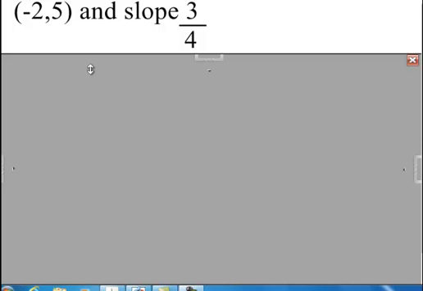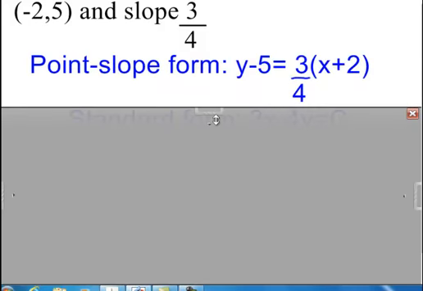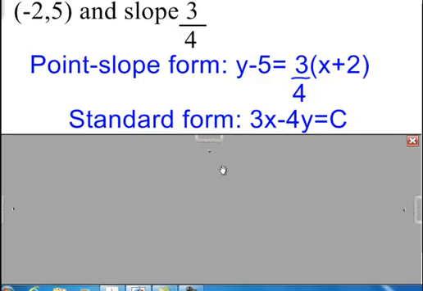Okay, we've got the point -2, 5 and slope 3 over 4. The easiest form to start with is point slope form, because point slope form is really just plug and chug. You have a -2 for x, in it goes. You have a positive 5 for y, in it goes. We always use the opposites, and then the 3 over 4 goes in for our slope. Boom, done.